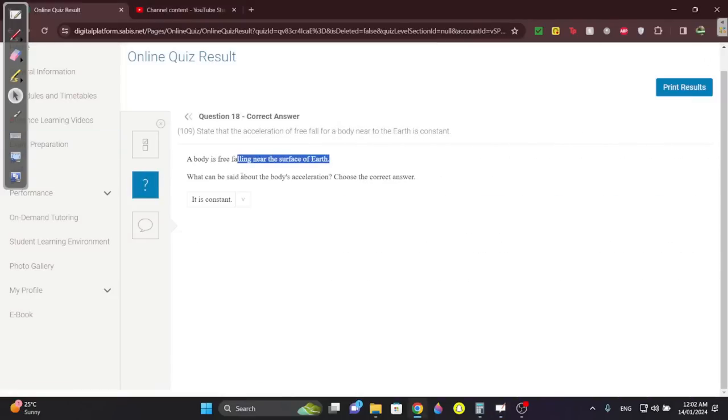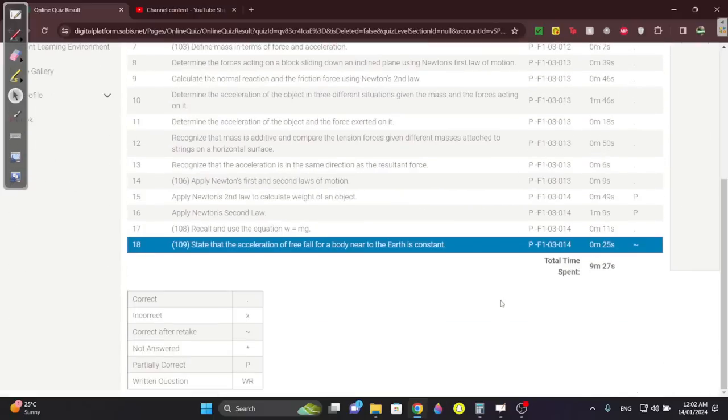Question 18. A body is free falling near Earth. What can be said about the body's acceleration? If a body is free falling, it means the forces are not balanced. If the forces are not balanced, you will have a constant acceleration. Okay? Like this the quiz is done.